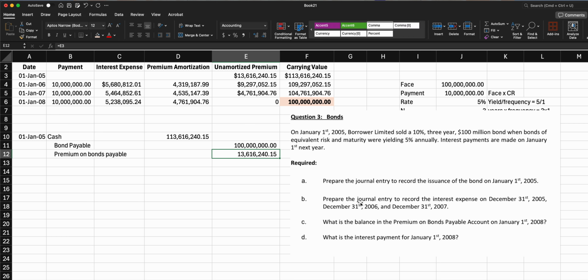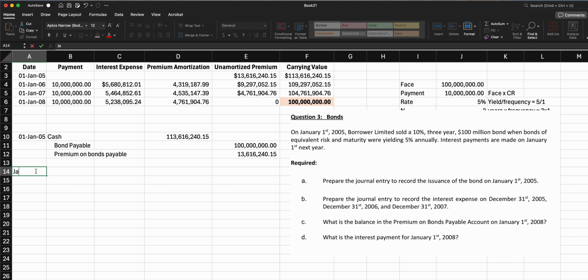Okay. Prepare the journal entry to record the interest expense on December 31st, 2005, 2006, and 2007. So on each of these dates, we have to accrue the interest. We're not actually paying for it because it says in the question that the interest payments are made on January 1st. So technically, at the end of every year, you accrue your interest and then you pay it the following day. So what does that look like?